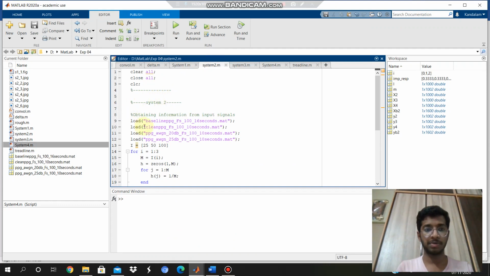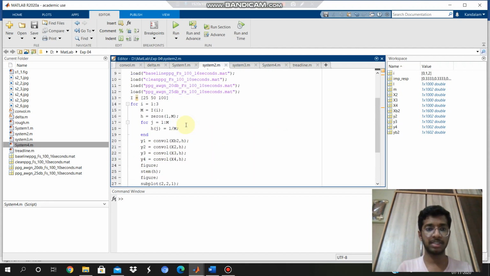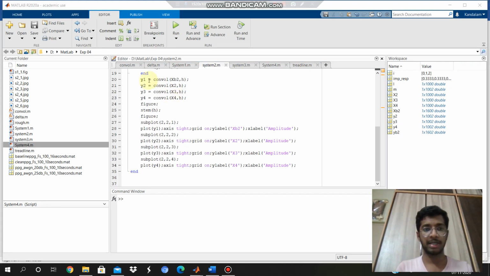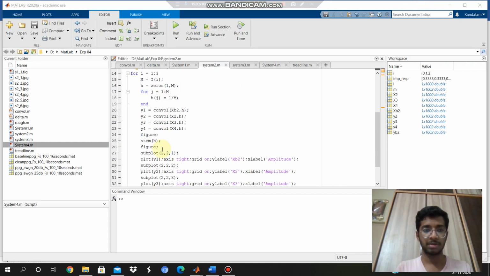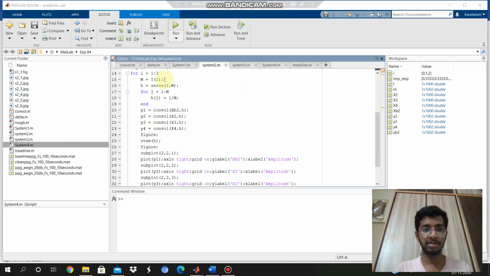So first, as usual, we will obtain all input signals and consider I as a matrix containing the values 25, 50, 100. Just consider it, because it will be easier for running a loop. Here we have y1 as the linear convolution of xb2, y2 the linear convolution of x2, y3 for x3 and y4 for x4, and we will plot all. For the first iteration, I will be 1 and m will be 25. So when m is 25, we will get the values.